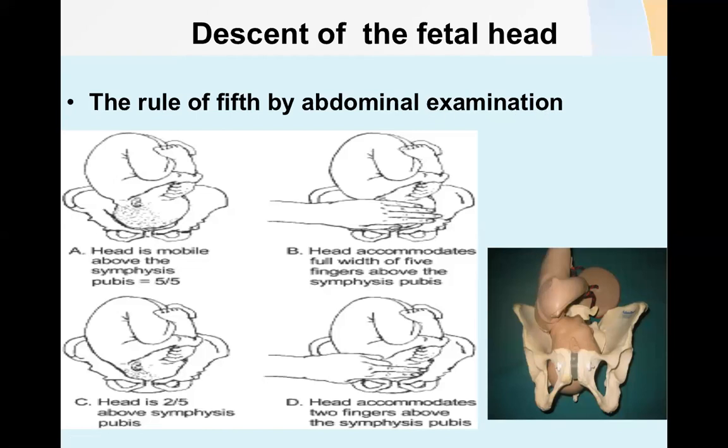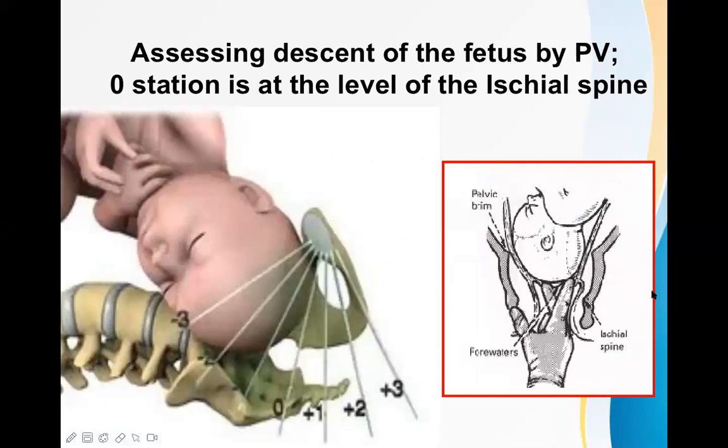Now, if your examiner asks what is the other way of knowing the fetal descent, you can always answer, the station. And that station is mainly judged by pervaginal or pelvic examination. That's what we have talked about just now. 0 station is at the level of the ischial spine. Above that is minus. Below that is plus station. And this is judged by pervaginal examination or pelvic examination.